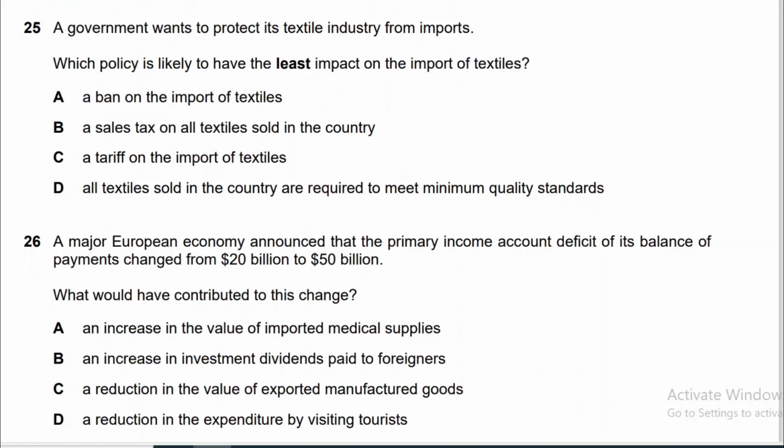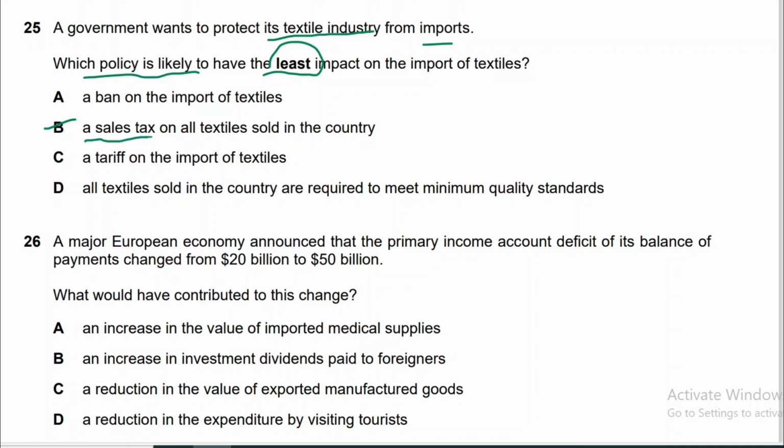Question 25 says the government wants to protect its textile industry from imports, right? Which policy is likely to have the least impact on imports of textiles, right? So all of these policies will have the most impact, and there is one thing that has the least impact on textile imports. So for this question, answer B is the correct answer: a sales tax on all textiles sold in the country, right?